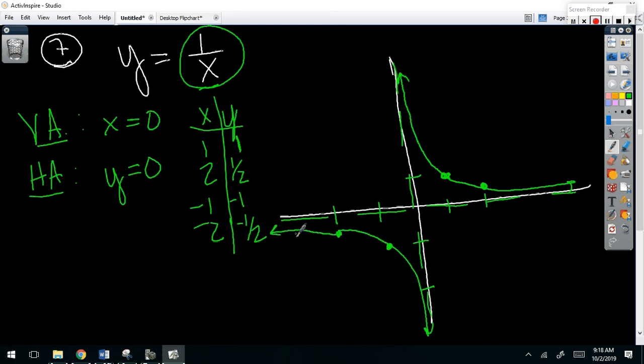What is the domain? -infinity to 0, union 0 to infinity. Absolutely. Again, this is the parent function. We'll be doing things to the parent function to move it, stretch it, shrink it, flip it, slide it. How about the range? It's the same. You're exactly right. It's the same, bottom up or left to right. All right, everybody okay?